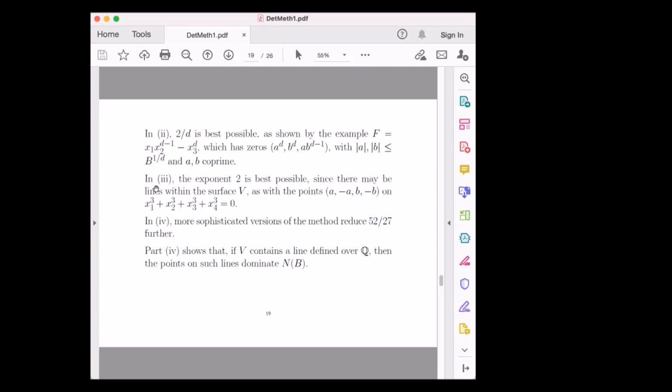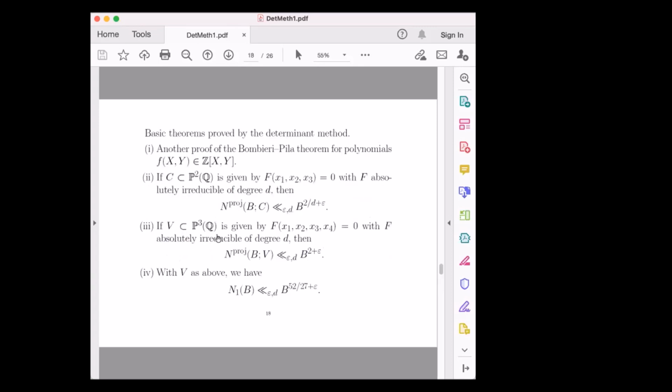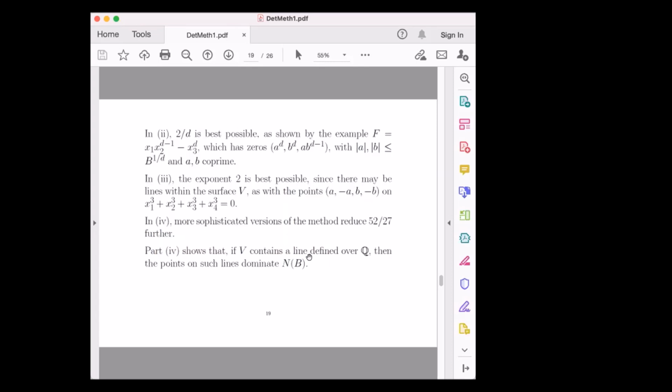Let's look at result 3. Let's go back to the previous slide. Result 3 had a form in 4 variables. It was producing a surface in P3, and it had exponent B squared there. But that's going to be best possible because at this point we haven't excluded the trivial points. So here we're counting points like these that lie on a line in the surface. And we said before that those contribute B squared points. So the exponent 2 is best possible for that reason.